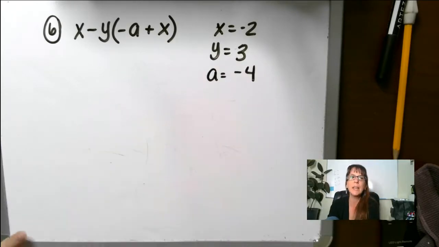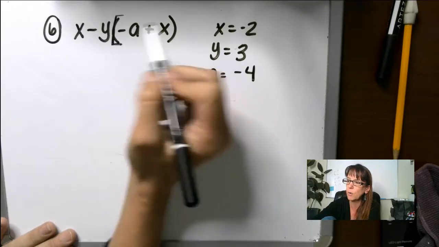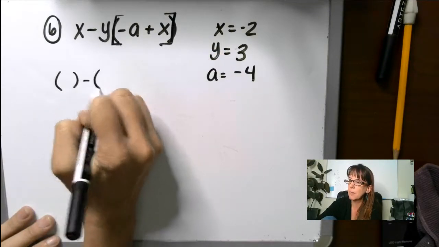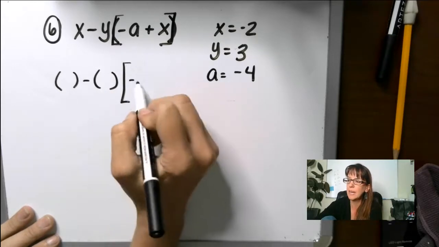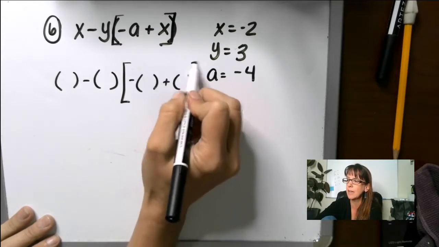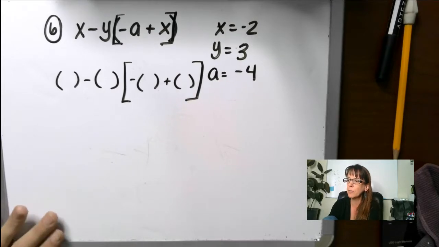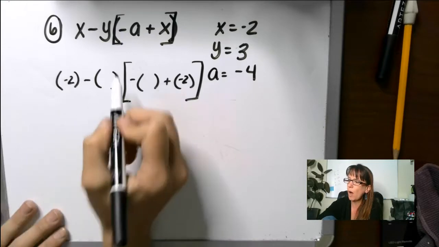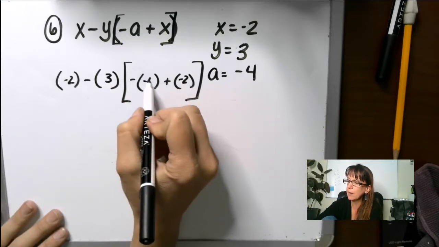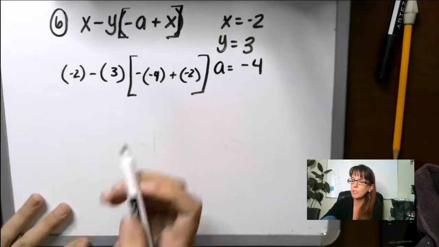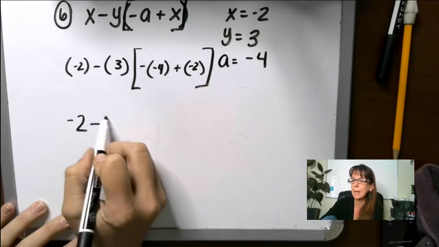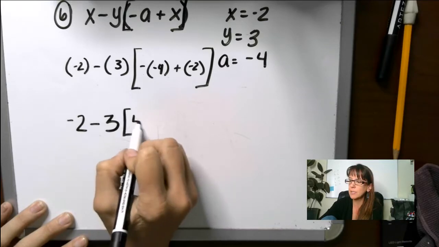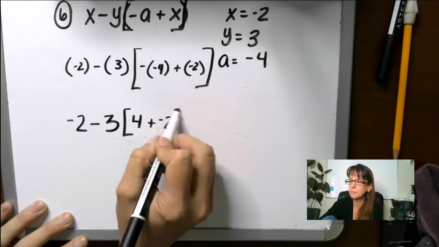-4. All right, so again, what we want to do is turn these guys into brackets, right? Turn those guys into brackets. Now we have parentheses, minus parentheses, brackets, negative parentheses, plus parentheses, end our brackets. Now we have to go through and plug in for x, we're going to do -2, -2. For y, we're going to do 3, and for a, we're going to do -4. All right, so what we have here is -2 minus 3, brackets, -4 is +4, plus -2.